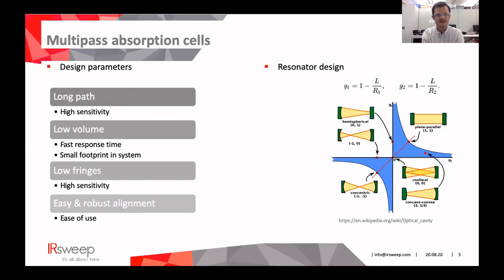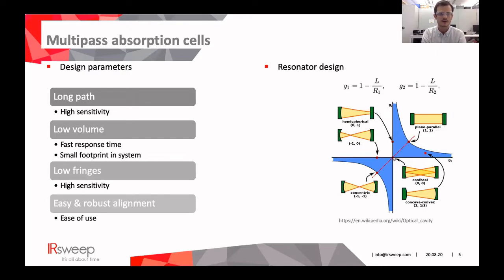What is the design space for multipass cells? What are people trying to achieve? Well, first of all, it's used to have a long path. That doesn't mean as long as possible. It really depends on the absorption strength that you have in your system, so that with the available path length, you get a reasonable absorption signal and you don't saturate. This, of course, is to increase the sensitivity.